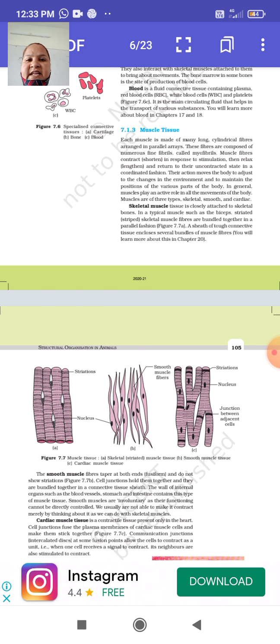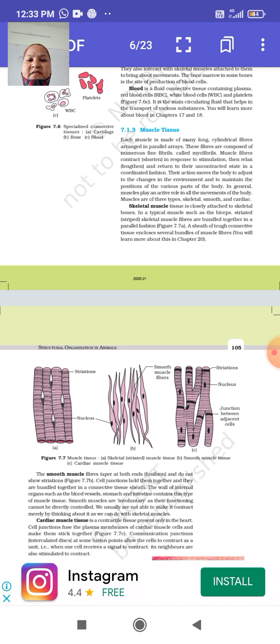Students, basically muscles are of three types: skeletal, smooth, and cardiac. Skeletal muscles are closely attached to the skeletal bones. These are mainly found in the biceps. These are striated or striped, which means the fibers in skeletal muscles are arranged parallelly and bundled together in a parallel fashion.